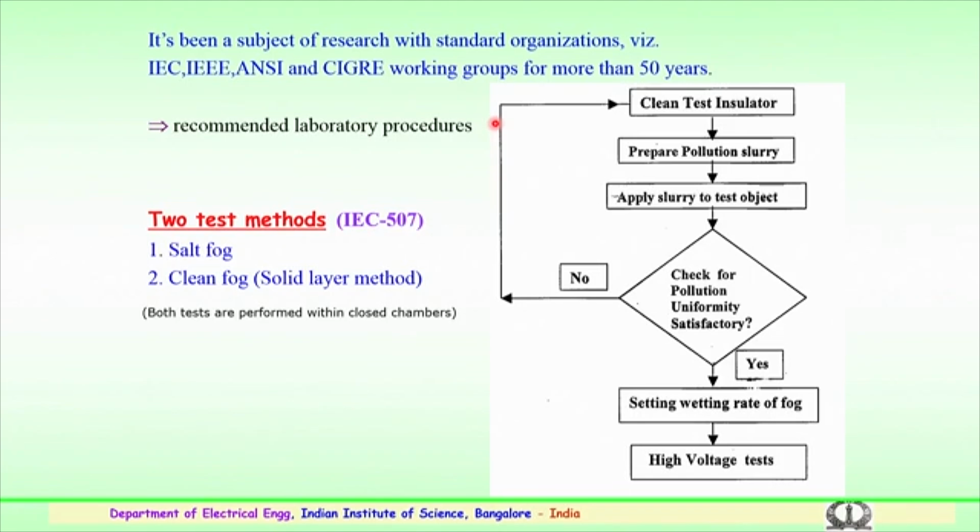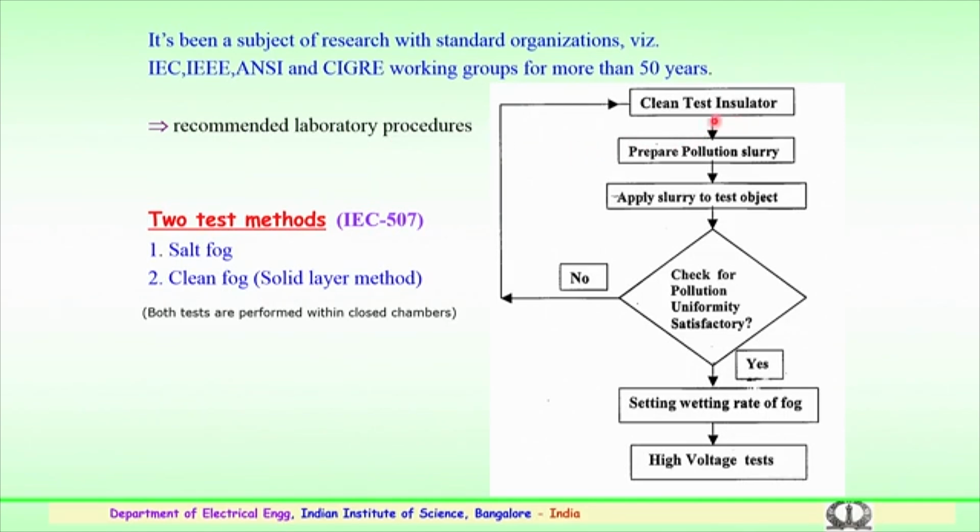This is a general arrangement where two types of methods are employed as per IEC 507 or 60507. One is the salt fog method, the other is the clean fog or solid layer method. These are described in this standard and are the outcome of several research and standard organizations like IEC, IEEE, ANSI and CIGRE working groups, who have worked for more than 50 years, and they have come up with two procedures for ceramic or glass insulators.